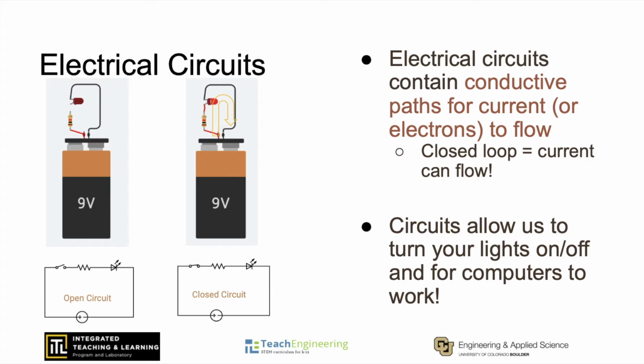What are circuits? Electrical circuits contain conductive paths for current or electrons to flow. A closed loop means that current can flow, while an open loop means a current can't flow. In this example, the circuit on the left is open and the circuit on the right is closed. The LED on the left is off, while the LED on the right is on.